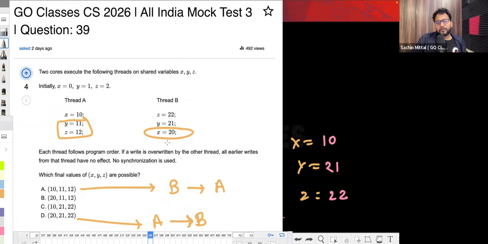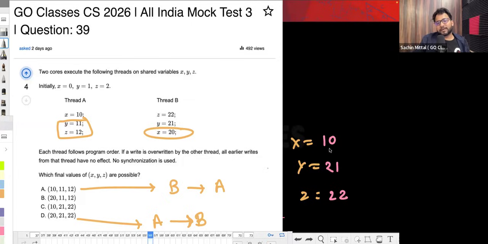Is it possible to execute this first? I mean, if you want to vanish this, you have to execute this first, right? Before this you have to execute this. Is this possible? Yeah, you can execute thread B completely, which is fine. This value will get vanished. But you also want to vanish this, right? Which is not possible. Once you have executed this, it is not possible to vanish this element. So that's why this C is not possible. Okay, C is not possible.